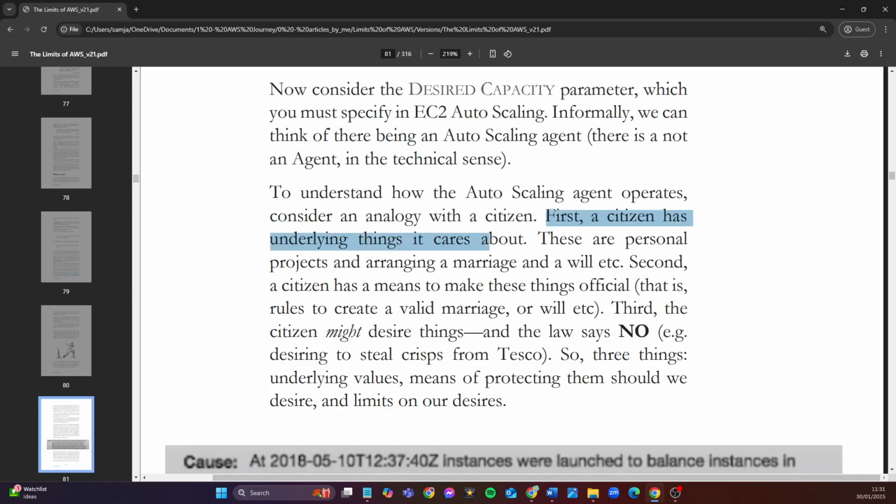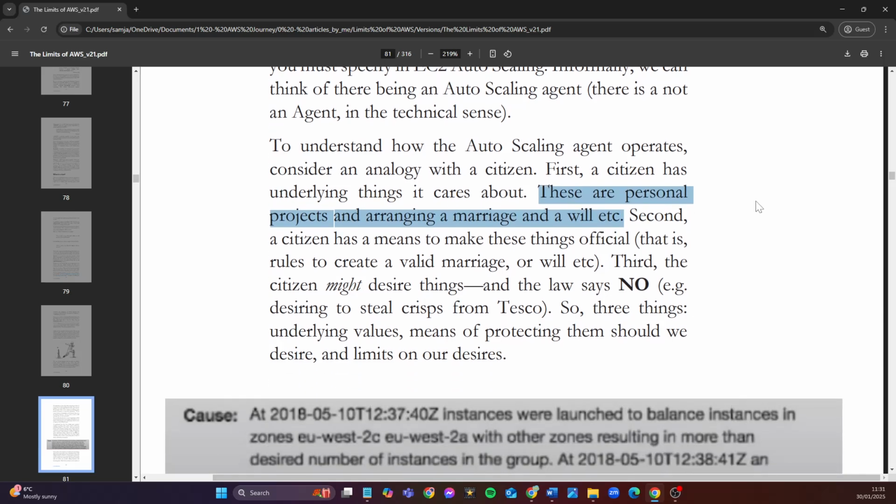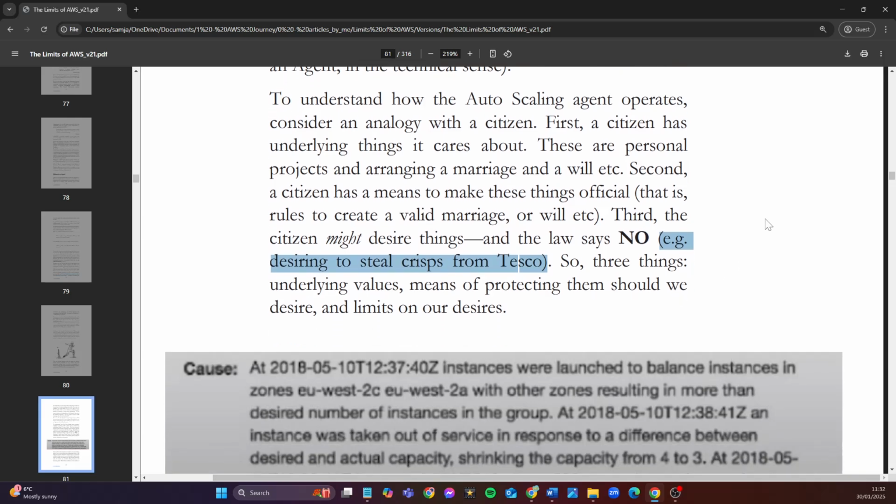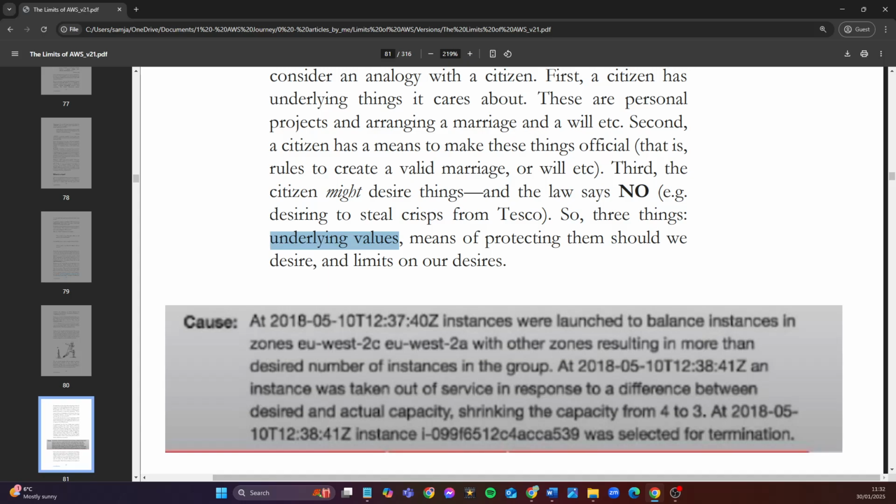First, a citizen has underlying things that they care about. Their personal projects, and arranging a marriage, arranging a will, etc. Second, a citizen has a means to make these things official. That is, rules to create a valid marriage or will, etc. Third, the citizen might desire things, and the law says no. For example, they might desire to steal from Tesco a packet of crisps. So, three things: underlying values, like personal projects, means of protecting them should we desire, and limits on our desires.